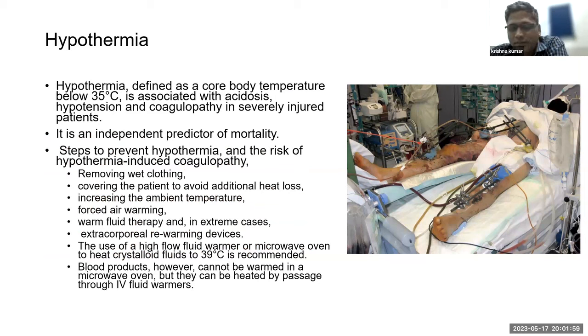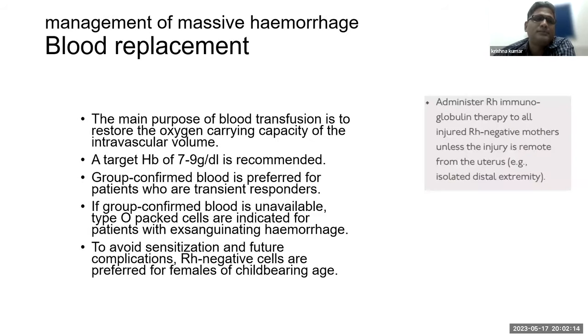All these things, even the blood products and IV fluids which are given, are to be warmed and then transfused. If you don't have a warmer, a microwave can be used, but blood should not be kept in the microwave because it damages the cells. IV fluids can be kept in the microwave, warmed, and then given to the patient.